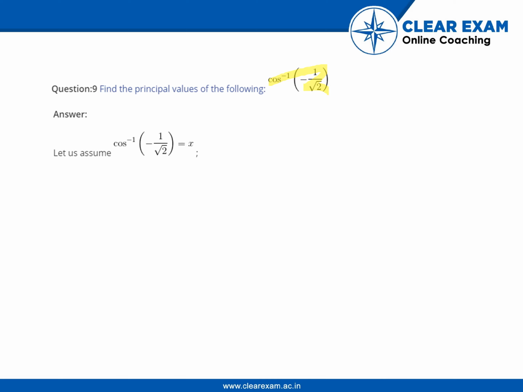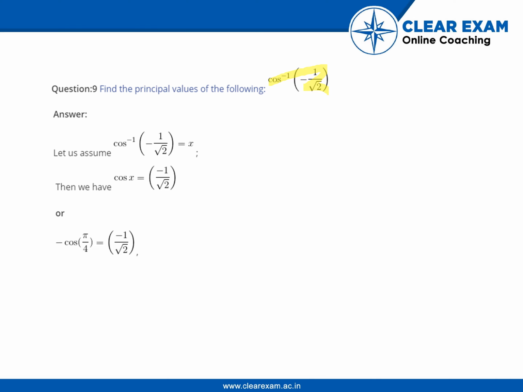Hello friends, here we have another question of inverse trigonometric functions. The question is to find the principal value of cos inverse of minus 1 by root 2. So let's begin. Let's assume that cos inverse of minus 1 by root 2 is equal to x.